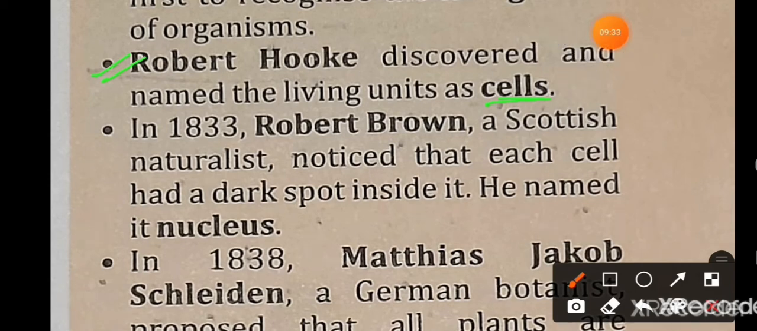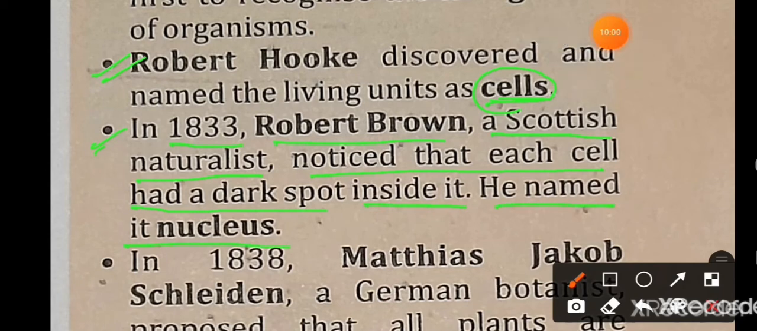Robert Hooke observed these living units in a thin slice of cork and named them cells. The third point is, in 1833, Robert Brown, a Scottish naturalist, noticed that each cell had a dark spot inside it. He named it the nucleus.